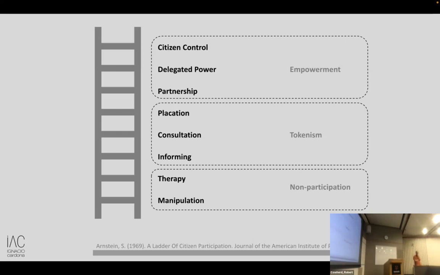There goes the closet. Okay. What are we going to do with that? Next slide.